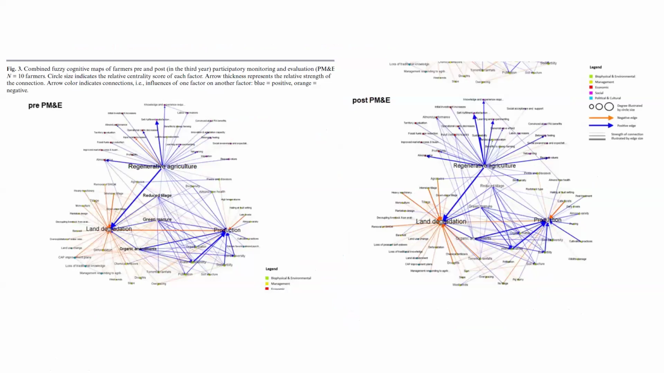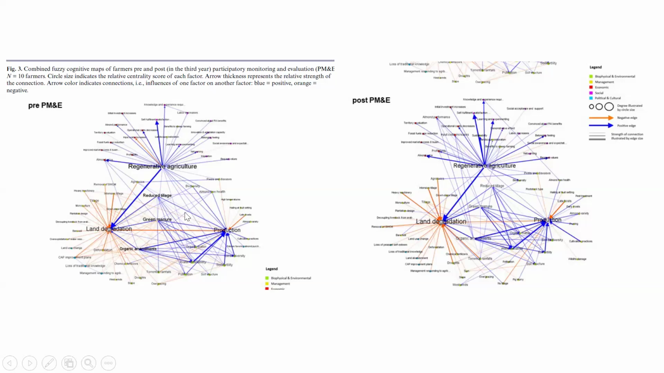And then they actually put the mind maps, or the fuzzy cognitive maps, from all the farmers together and looked at the connections. So we've got land degradation, and it's linked to plantation design, to monoculture, to tillage, to deforestation, to chemical fertilizers, to the slope of the land, droughts. You can see all these connections.